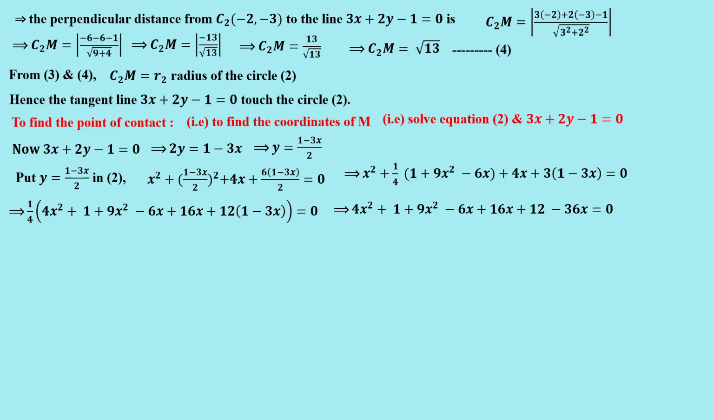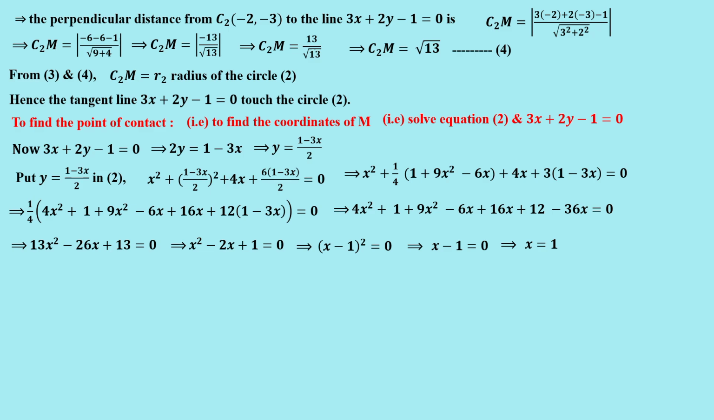So this implies 4x square plus 1 plus 9x square minus 6x plus 16x plus 12 minus 36 equal to 0. So 13x square minus 26x plus 13 equal to 0. Dividing by 13, you will get x square minus 2x plus 1 equal to 0. So this is (x - 1) whole square. So x is equal to 1.